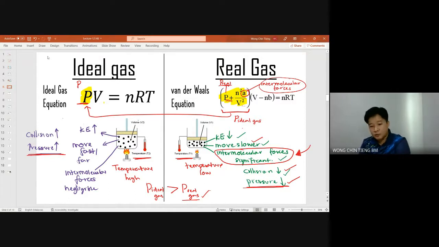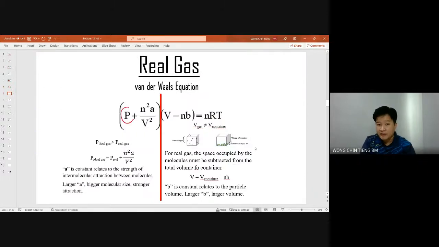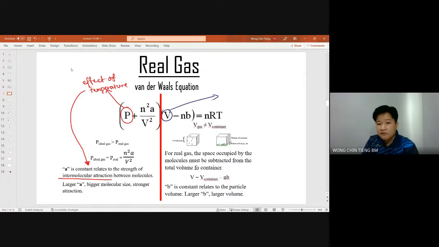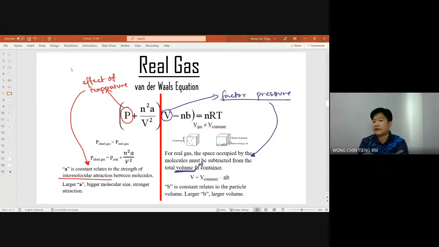Okay. So ada dua benda kat sini. The pressure, kalau kamu nak bincang pressure, kita akan bincang effect of temperature. Ingat yang ni. Alright. Effect of temperature that lead to intermolecular forces. Okay. Nampak? Volume, vice versa. Volume over here, kita akan bincang factor of pressure. And the factor of pressure akan lead to apa? Akan lead to the volume of the container. Nampak?